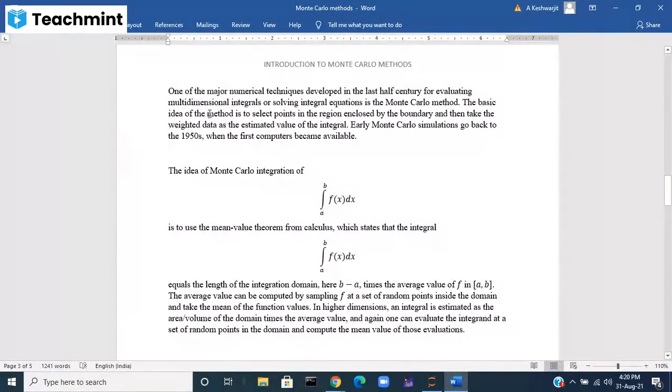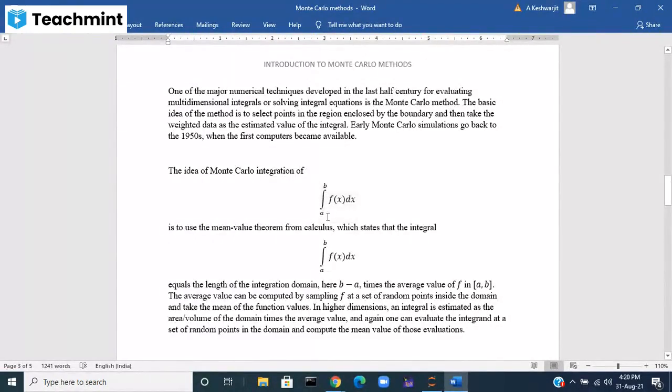The basic idea of this method is to select points in the region enclosed by the boundary and then take the weighted average as the estimated value of the integral. Early Monte Carlo simulations go back to the 1950s when the first computers became available. Now let us discuss Monte Carlo integration.